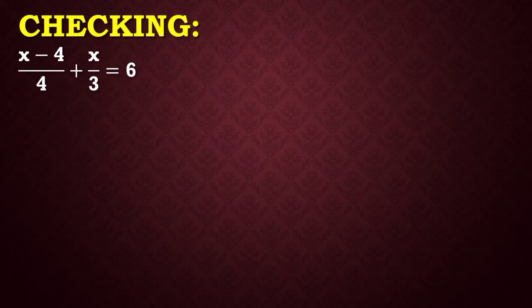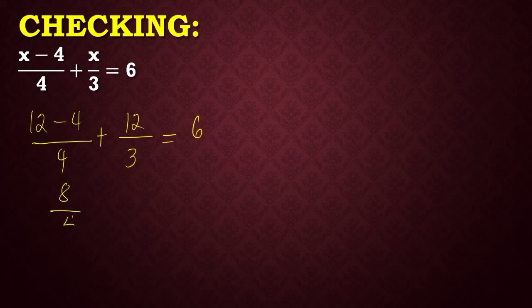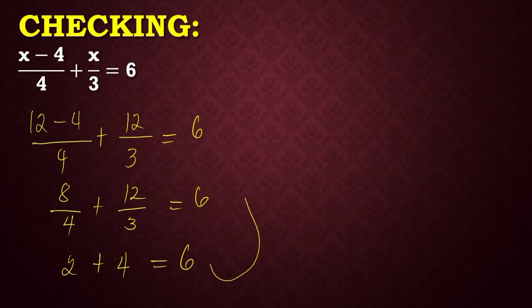So, isa-substitute natin yung x equals 12 sa given equation. So, dapat maging 6 equals 6. So, magiging 12 minus 4 all over 4 plus 12 over 3 is equal to 6. So, the difference between 12 and 4 is 8 over 4 plus 12 over 3 is equal to 6. Now, 8 divided by 4, that is 2. 12 divided by 3, that is 4, is equal to 6.